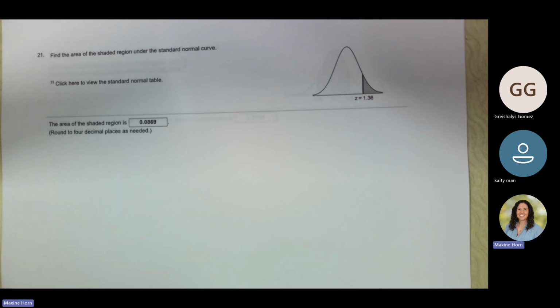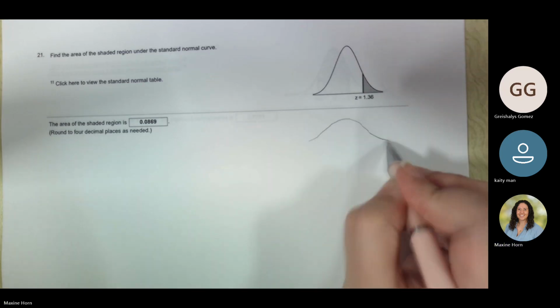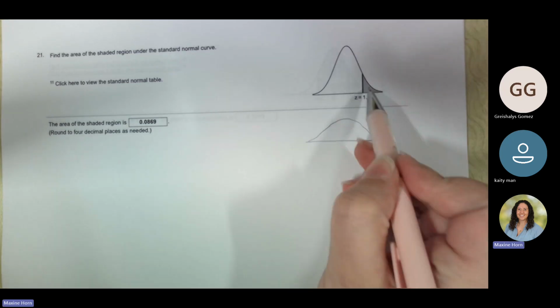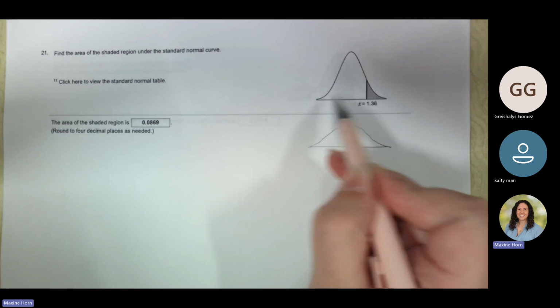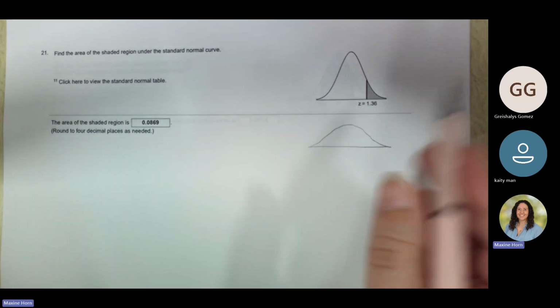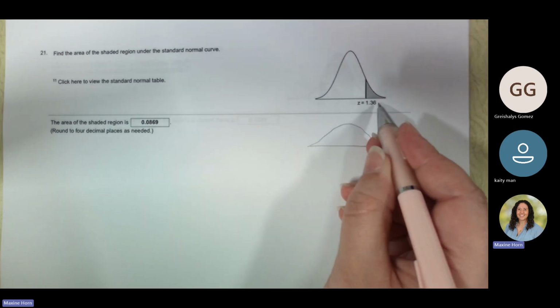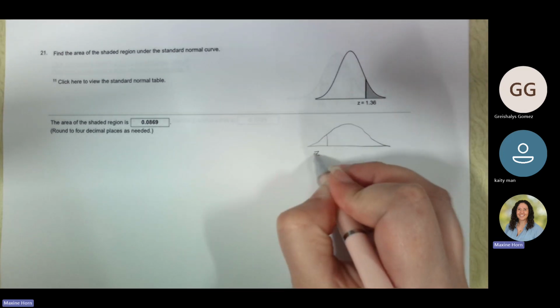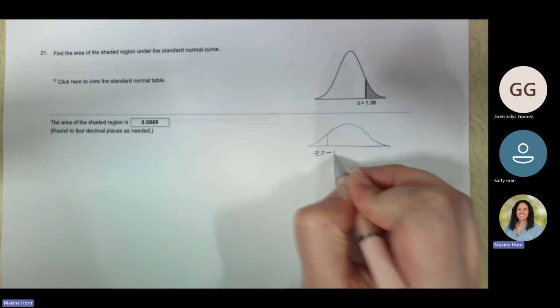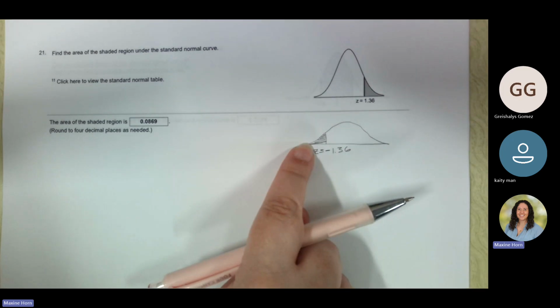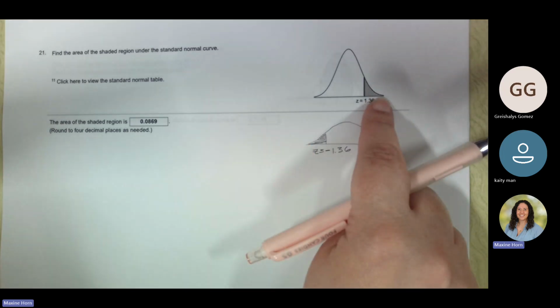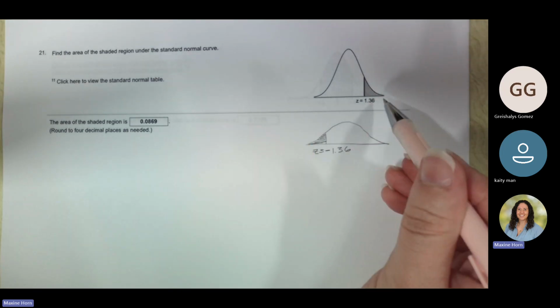Okay, so again, generally same process. We can either say, I'm going to reflect this because this is asking for the shaded region to the right. Well, the table's not going to give me that. The table's going to give me the area to the left. So if I'm looking it up in the table, I can either reflect this and say, well, if I just go negative 1.36, the chart's going to give me the area to the left of that, which is exactly the same as the area to the right of that, right? These areas are the same.